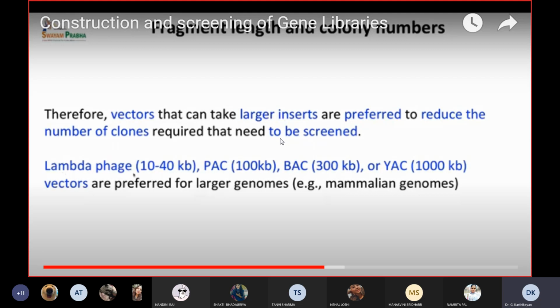So are the reasons clear why, although it's easier to make a library in plasmid, people don't use plasmid libraries? Instead, they use either a lambda phage or a P1 artificial chromosome or any of the other artificial chromosome based approaches. Of course, it also depends on the genome that you're talking about. Suppose if it's a small genome, then it probably doesn't matter. But for something like a mammalian genome, you may need to have other alternatives. It's virtually impossible to screen that many clones in a plasmid based vector.